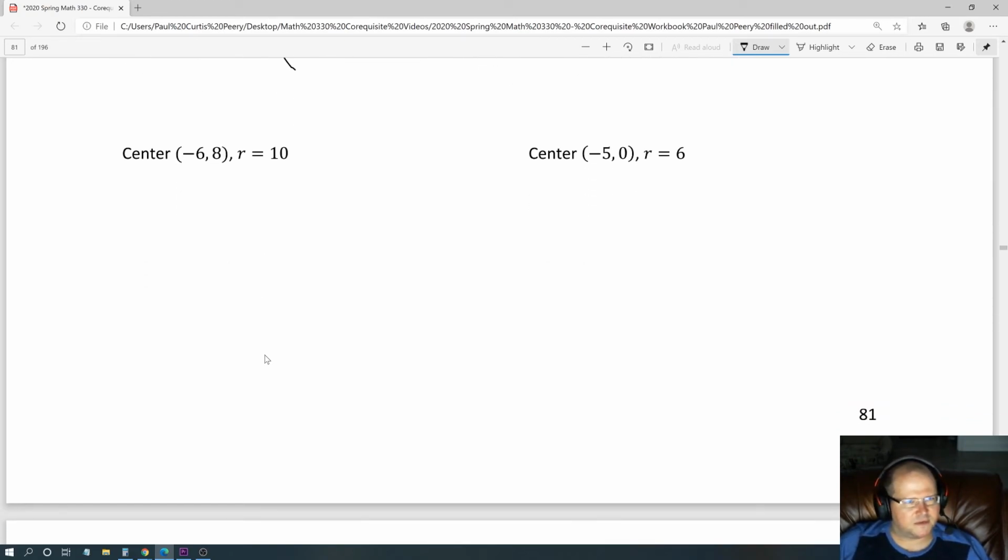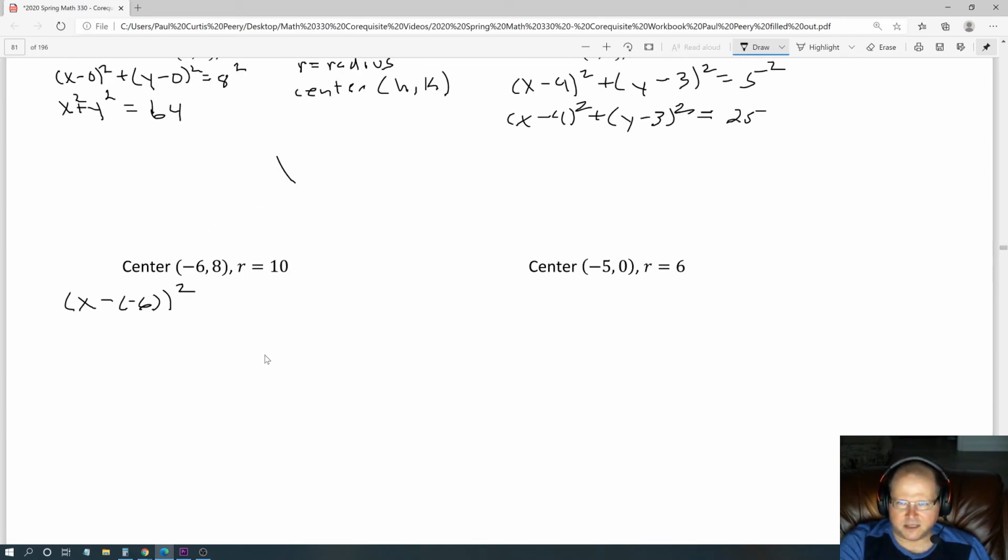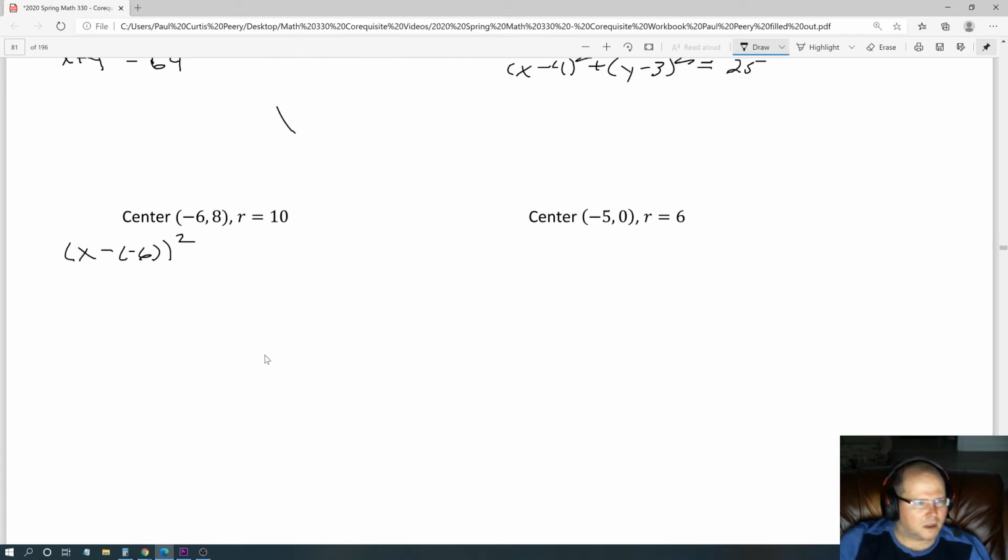So we have a center of (-6, 8). So again, we just plug everything in there, right? So it's x minus the x value of negative 6. Again, make sure you're subtracting a negative 6 and not just subtracting 6. Those are different. You can make a sign error there very easily if you're not careful. Okay. And the next one is going to be plus. And now you're dealing with the y's. y minus, in this case, an 8. And then we square it, equal to 10, which is the radius, and then we square it.